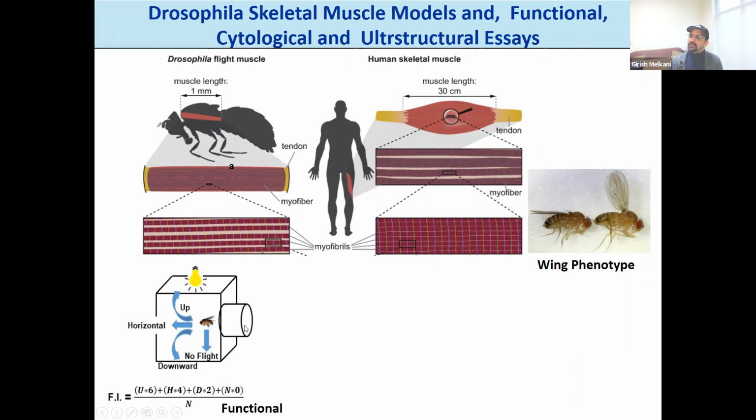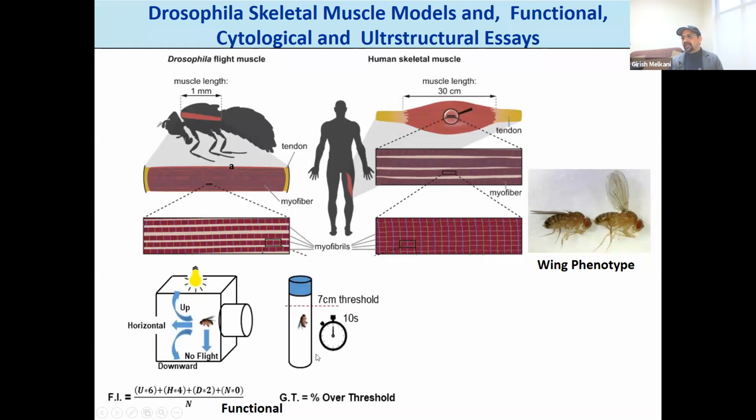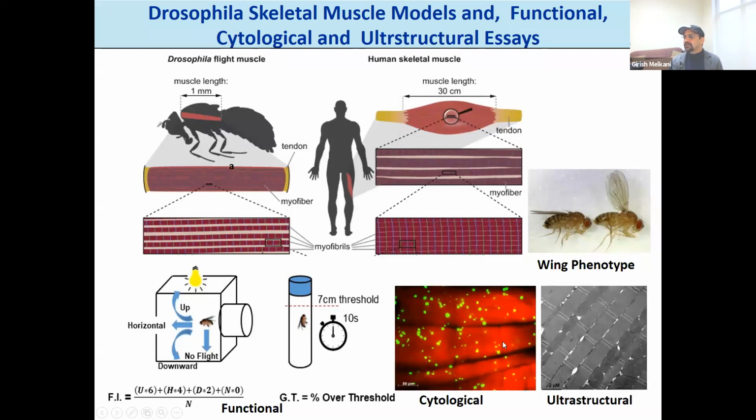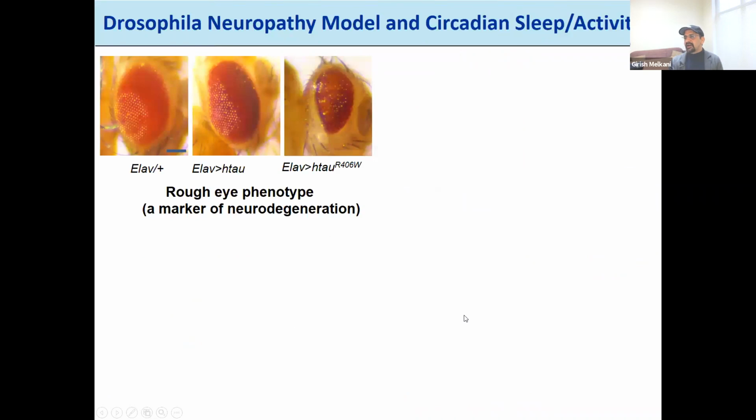We have a plexiglass box. They can fly in different directions. Some of them will not fly. Based on that, we can determine their flight index, how well they can fly. And then we have a climbing assay, to see how quickly they can climb in a certain time period. Of course, we can also do cytological and ultrastructural studies on the skeletal muscle, as I said for the heart muscle.